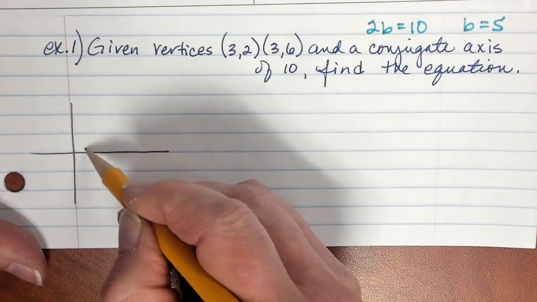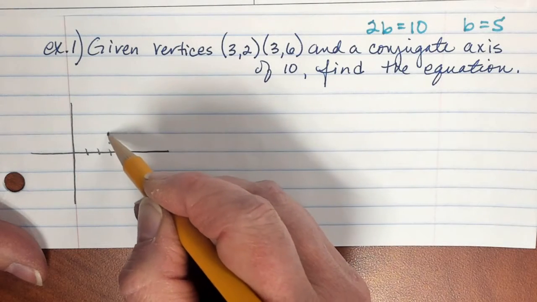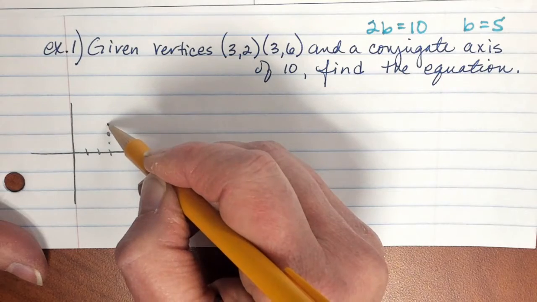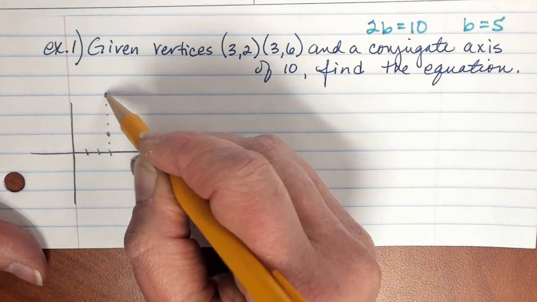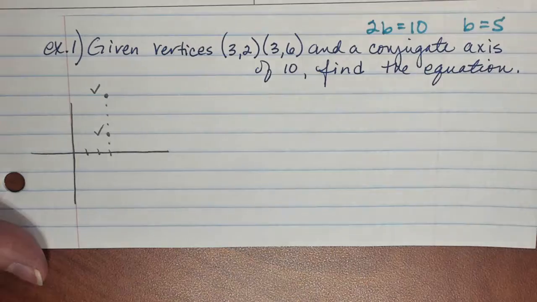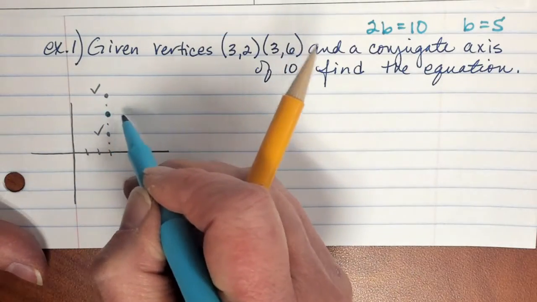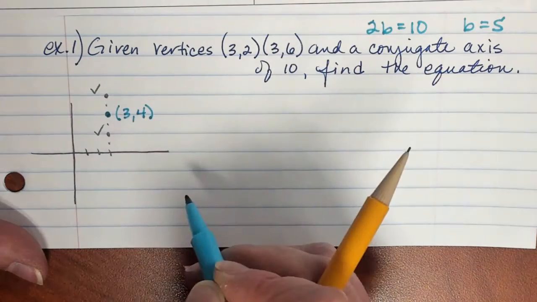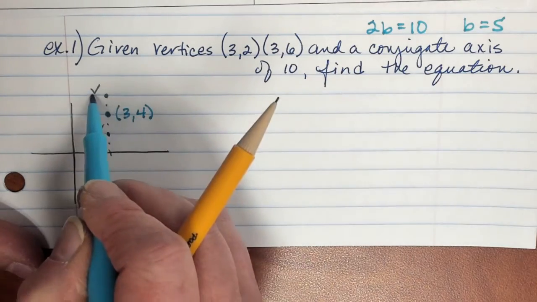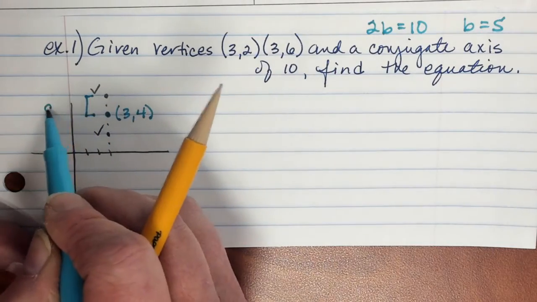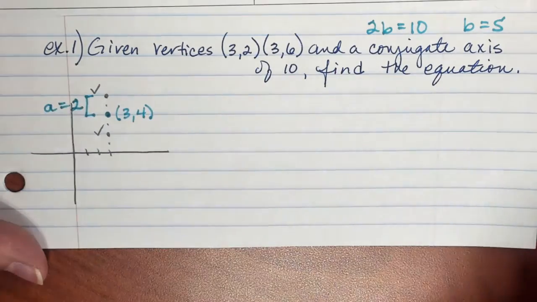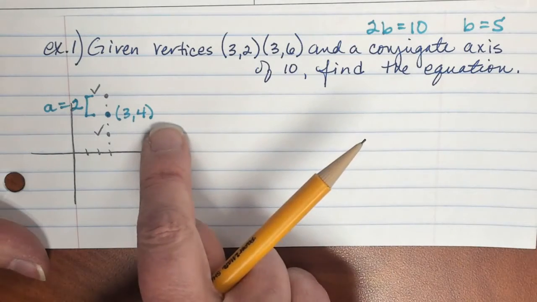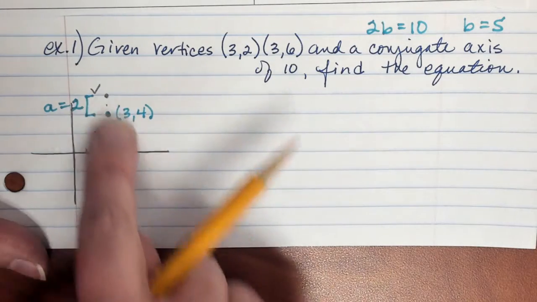If I go over 3, up 2, and over 3, up 6, 2, 3, 4, 5, 6, and I have vertices there, I can easily see that my center is at (3, 4). So that will be helpful. And right here, I can see that a is going to equal 2 on my transverse axis. Well, those things help us set this up perfectly because I can see that it's vertical.